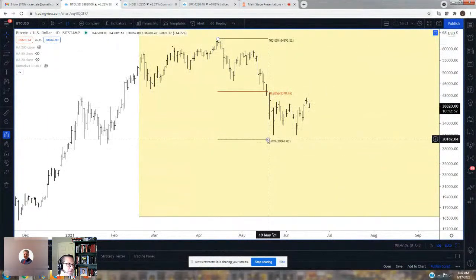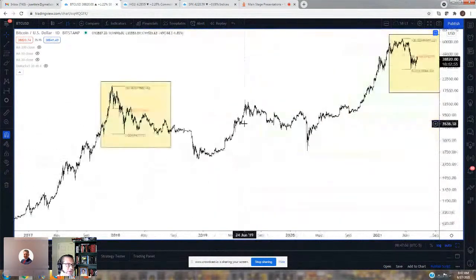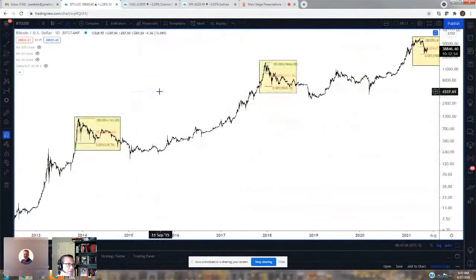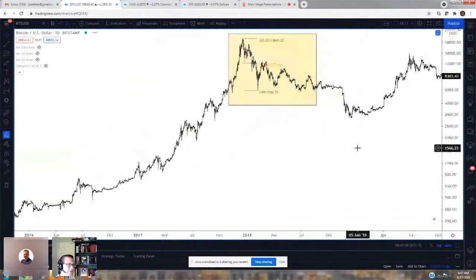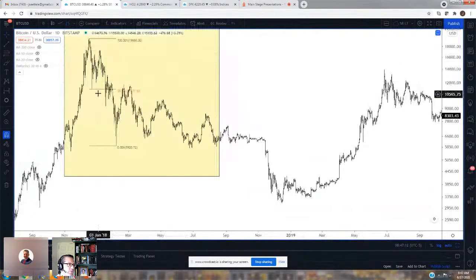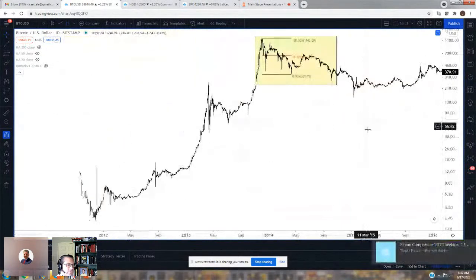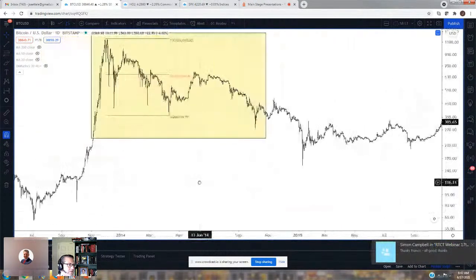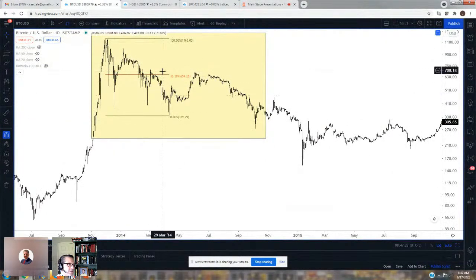After the emotional market that we had, markets tend to have to digest for a while. But look what happened after we crashed off the top back in 2017: retrace to the 38.2. Back in 2013, retrace to the 38.2.